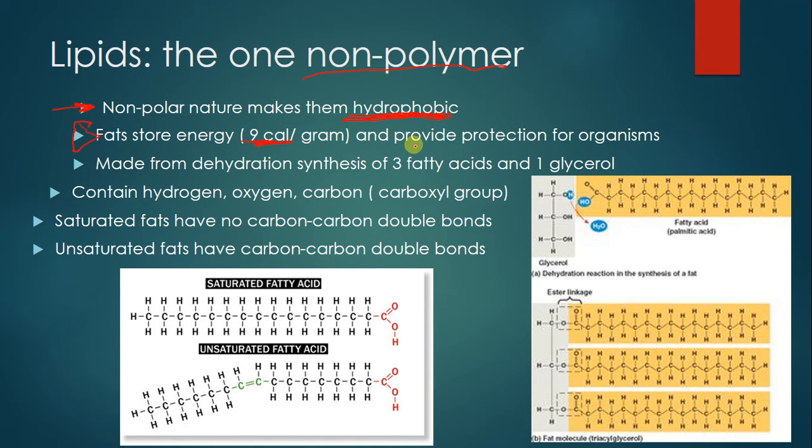And they can also provide protection. So we use them to protect our vital organs. They're around our vital organs, and they are used to make our cell membranes and to protect our neurons in our head.